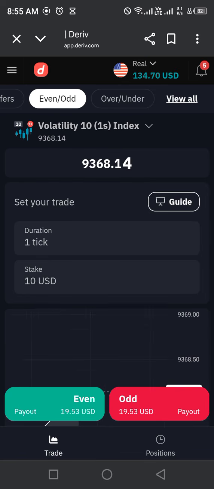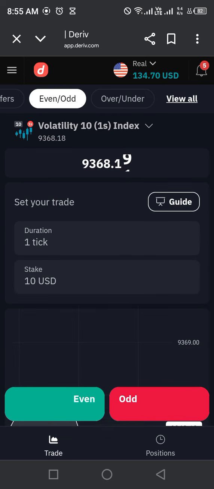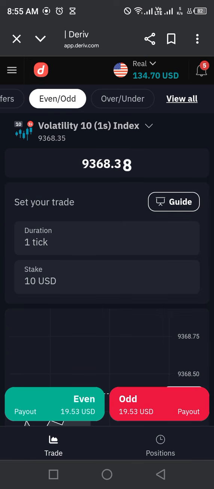And guys, please be careful. Even odd and over under are very similar. If I click over under right here, and I click even odd, they are quite similar. So please be careful when you are checking out both. They tend to be very similar and it might be confusing to a lot of traders.